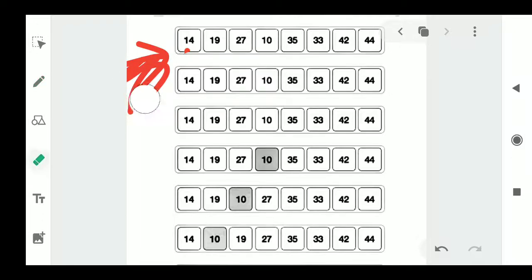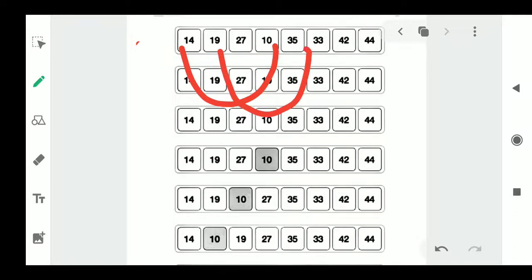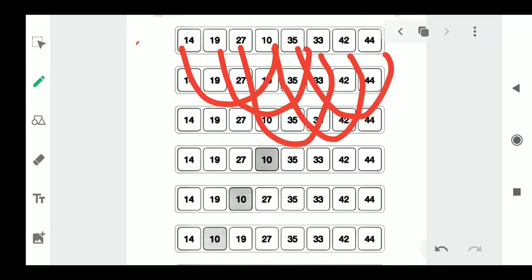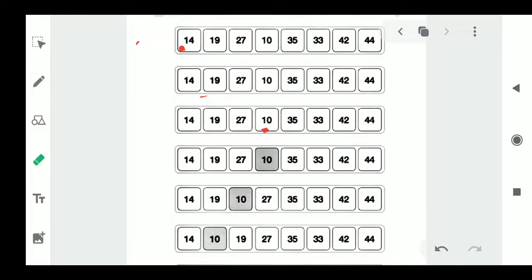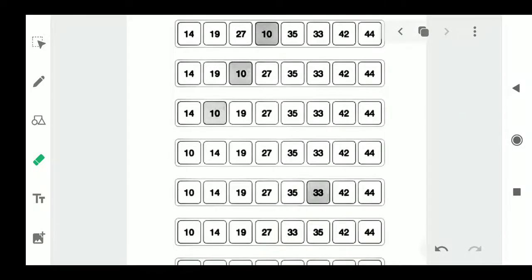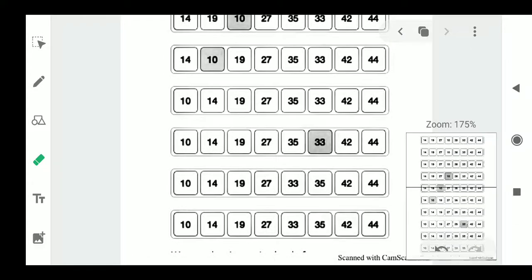Here we are comparing 14 and 10, and after that we compare 19 and 35, 27 and 33, 10 and 42, 35 and 44. Like that we are comparing. After comparison in the second iteration, 10 is the least element compared to 14, so 10 comes here and 14 goes there. Like that we swap. After that we compare 19 and 35 also. If they are in order, we will not swap. If the least element already comes before, it is already in order, so we will not swap. Like that we are going to swap all the elements.